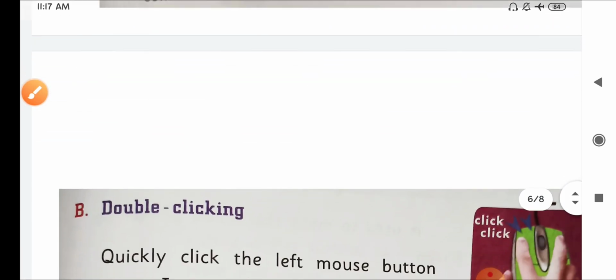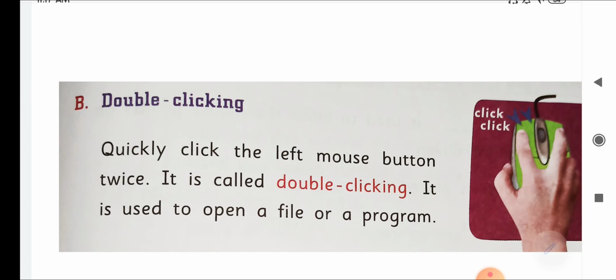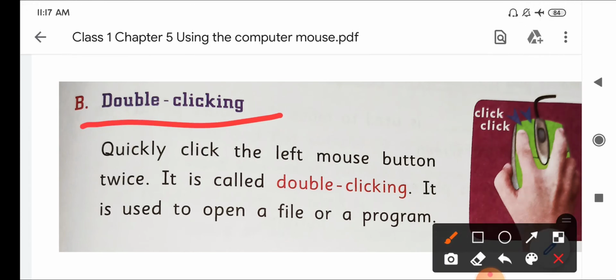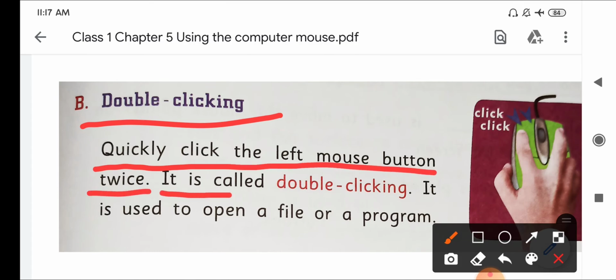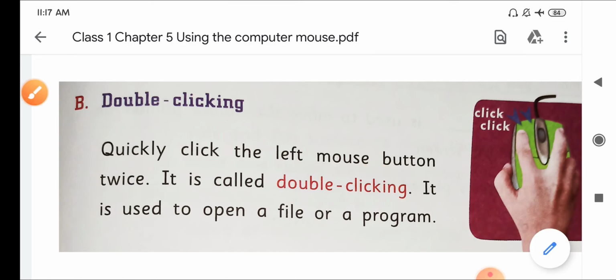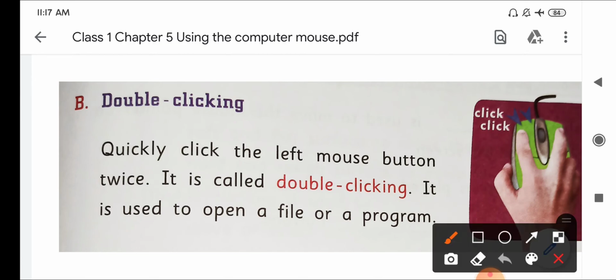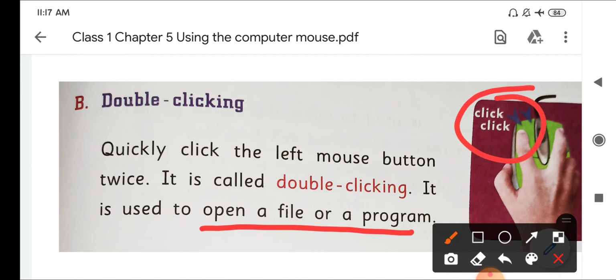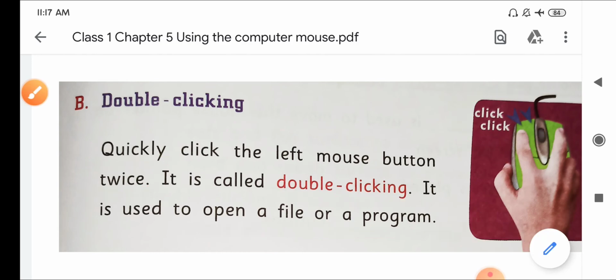Now, what is double clicking? Double clicking: quickly click the left mouse button twice. It is called double clicking. It is used to open a file or a program. If you want to open any file or a particular program, you have to click it twice, quickly. Then it is called double clicking, and by that a file or a program will open.